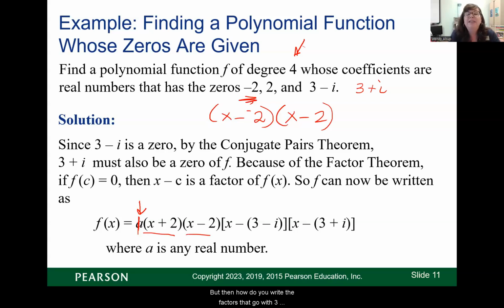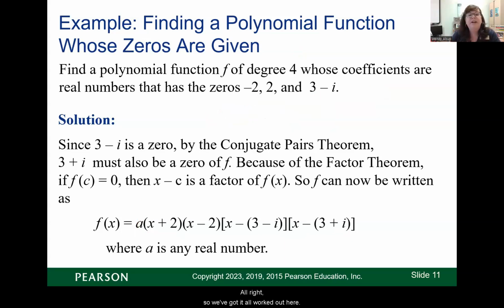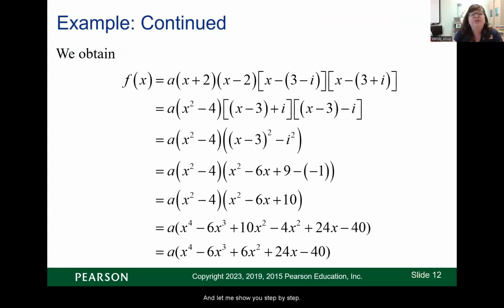But then how do you write the factors that go with 3 minus i and 3 plus i? This is going to be x minus the quantity 3 minus i and x minus the quantity 3 plus i. And we'll have to distribute this negative all the way through. All right, so we've got it all worked out here, and let me show you step by step. So this is what we wrote out first. Okay. Now look at what they did.